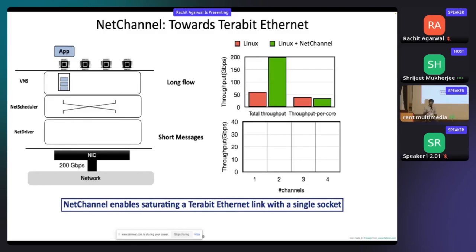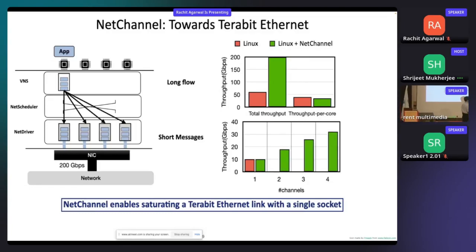Now let's look at short messages. I'm not going to change a single line of code within NetChannel. The same scheduler, the same net driver, and the same virtual file system. I'm now going to take short messages. In the case of Linux, I'm going to get roughly 10 gigabits per second. And as I push more load into the system, NetChannel will dynamically allocate more cores and scale the throughput almost linearly. Again, you don't have to write a single line of code here. The system is dynamically allocating cores and increasing the throughput.